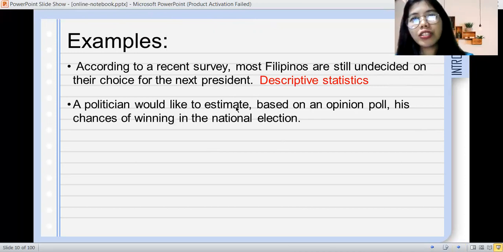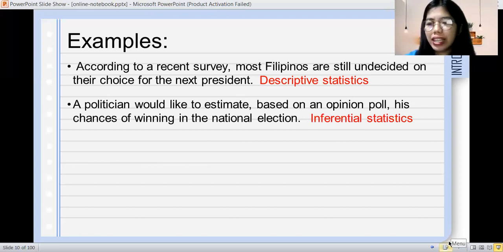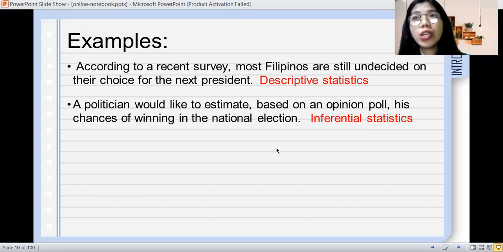A politician would like to estimate based on an opinion poll his chances of winning in the national election. Ayan, yung clue natin dito, would like to estimate. Tapos, his chances of winning. So, this one is an example of inferential statistics. Bakit? Because it aims to make an inference or yung hinuha. Gusto niyang mag-predict kung mananalo ba siya, kung ilan yung chance niya to win the national election. That is why it is an inferential statistics. Okay?